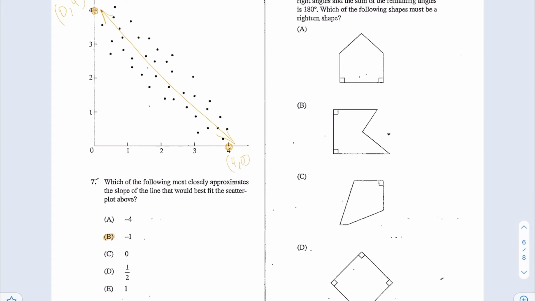So the slope of these 2 points, the slope will be change of y over change in x, or y2 minus y1 over x2 minus x1. So the 2 points will be 4, 0 and 0, 4. So for change in y, it will be 4 minus 0, and then for the change in x, you want to keep the same order, so it's 0 minus 4. That's going to be 4 over -4 or -1. So that will be choice B.